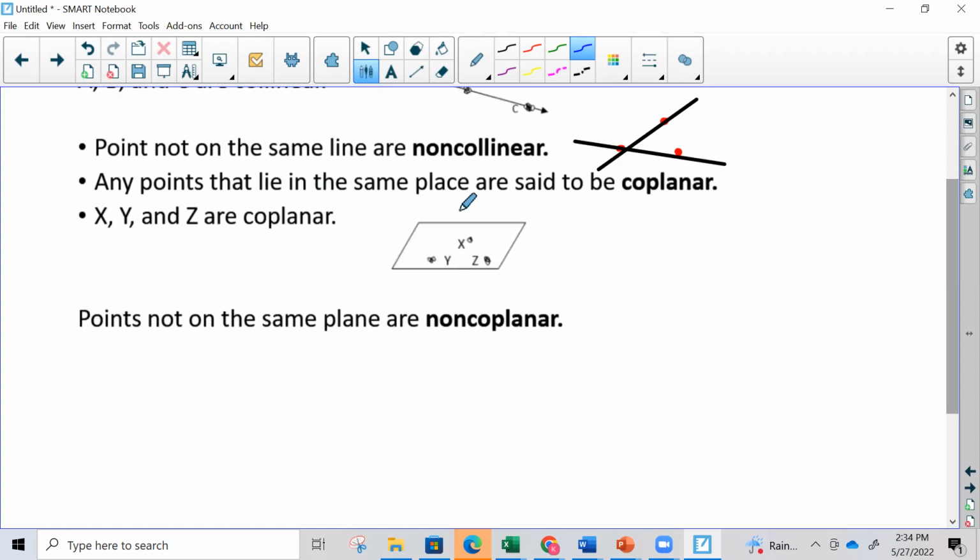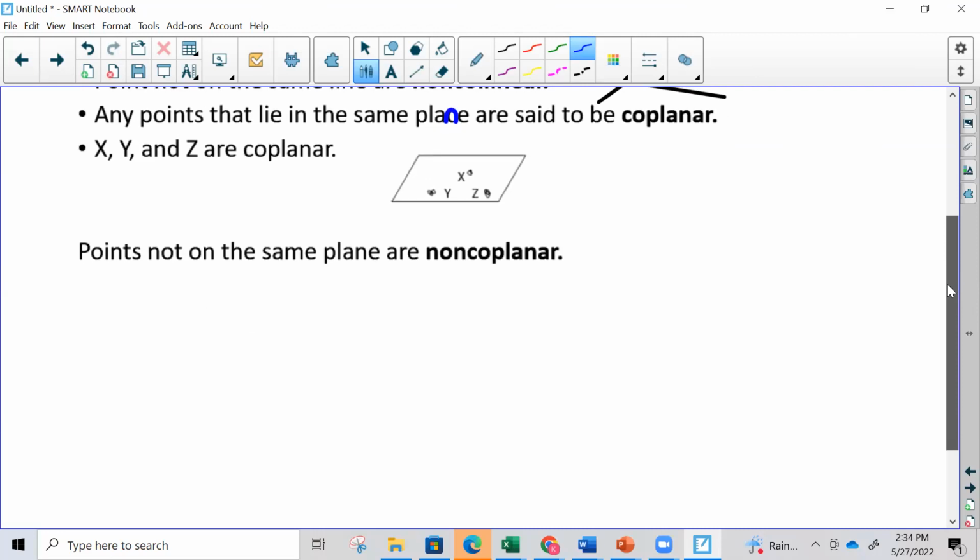Any points that lie on the same plane are said to be coplanar. So these 3 points, X, Y, and Z, are coplanar. And again, points that are not on the same plane are non-coplanar.